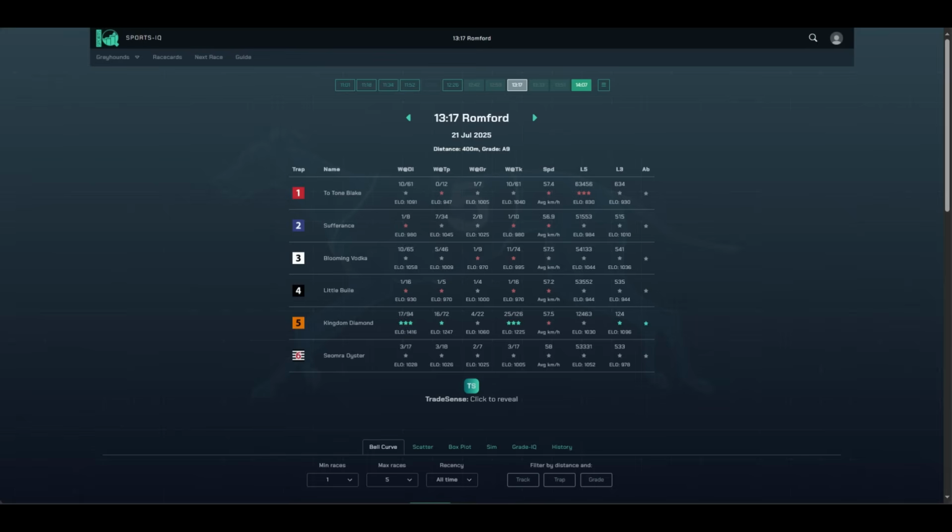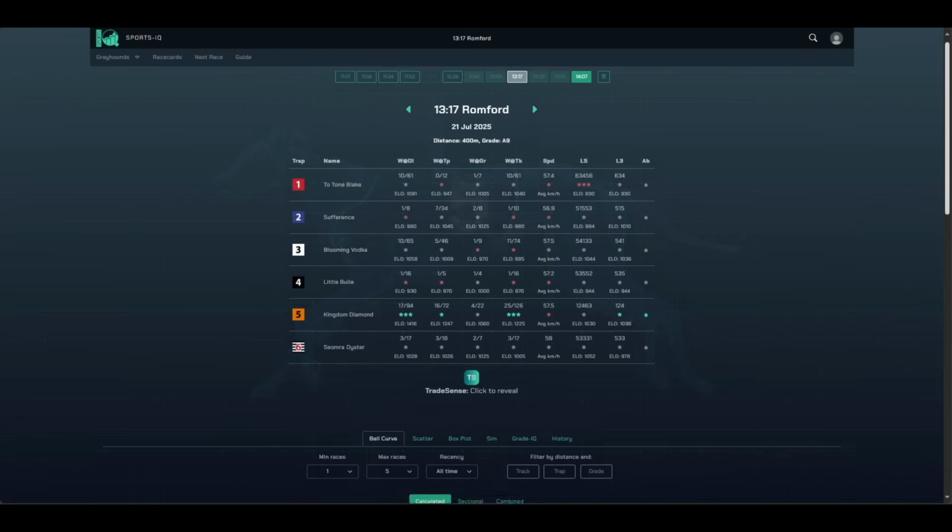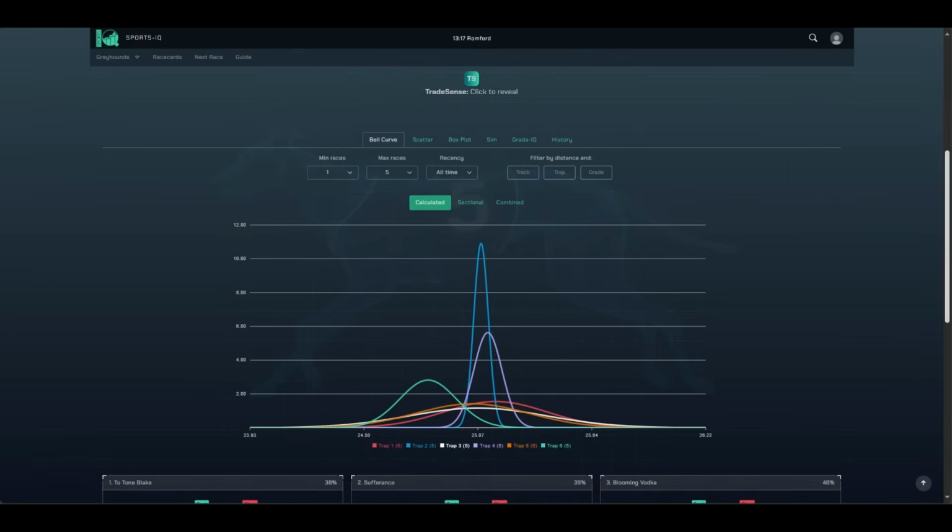Now let's build the full profile. Looking at the bell curve for this race, Trap 1 is sitting far off the central peak shared by the other runners. Its distribution is flatter and wider, indicating it has a broad range of performances, but few of them are competitive. Trap 6 Siomra Oyster shows a strong, narrow peak, suggesting reliable speed. Trap 4 and Trap 2 also look steady, but Trap 1's curve is too dispersed and slow, highlighting inconsistency and lack of pace. Major red flags.